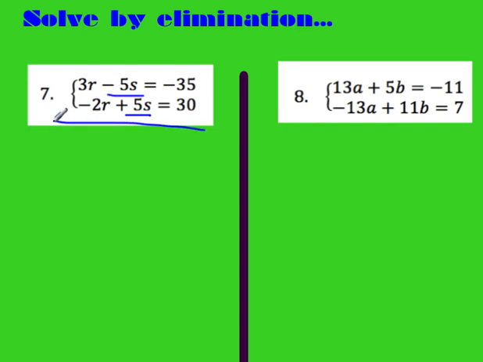3r minus 2r just gives me r. Negative 5s plus 5s is going to cancel out, but we can write it out just to make sure we know. Negative 35 plus 30, when you add that together, you're actually going to get a negative 5. Well, 0s doesn't mean anything, so I'm going to get that r is equal to negative 5. So now I know that that's what r is equal to.